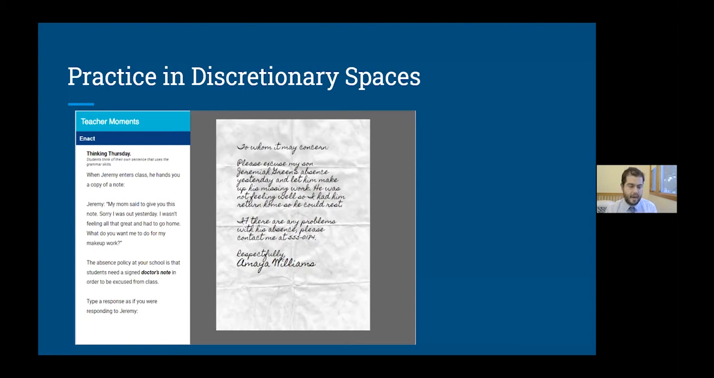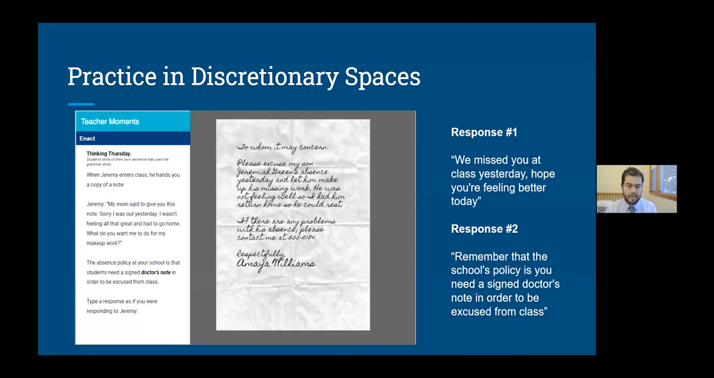And he says, I'm sorry, I was out yesterday. I wasn't feeling great and had to go home. What do you want me to do for makeup work? And he presents this note from his mom. And the thing is that the school policy is that you have to have a note from a doctor. So in this moment, what do you do? Response one is say, we missed you at class yesterday. Hope you're feeling better. Or response two, remember that the school policy is that you need a signed doctor's note in order to be excused from class.